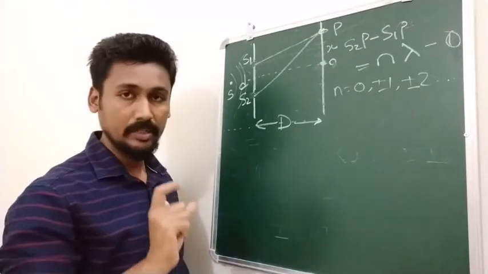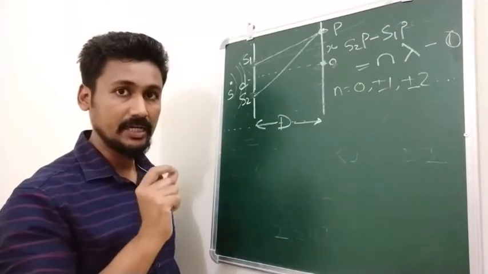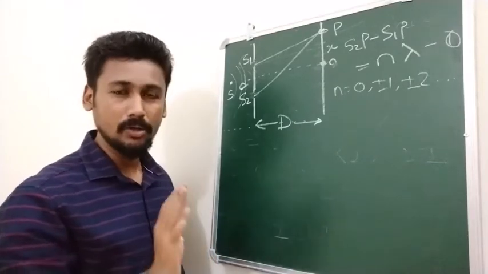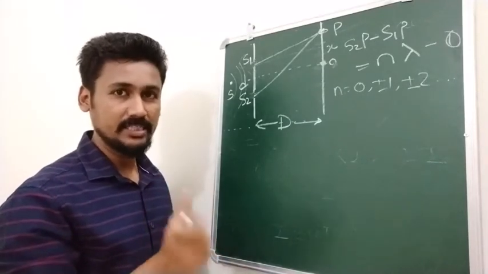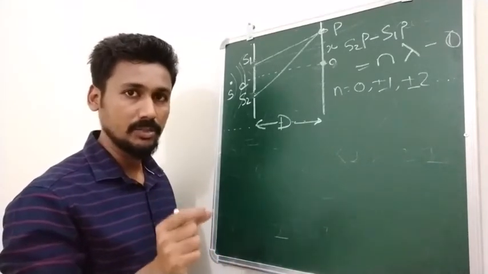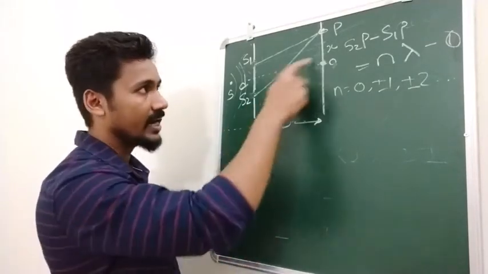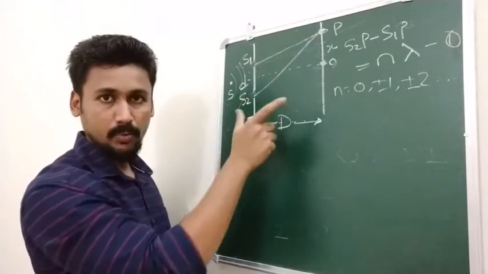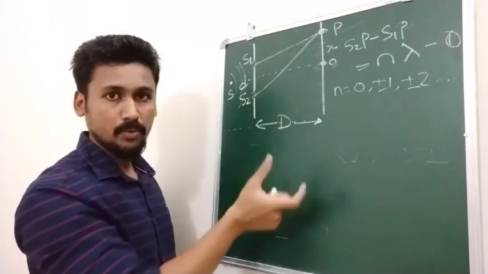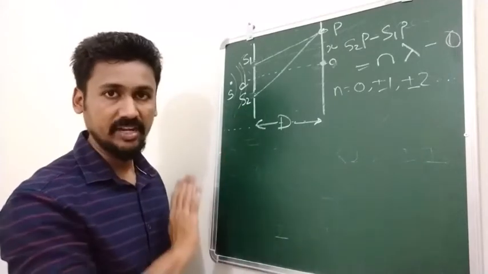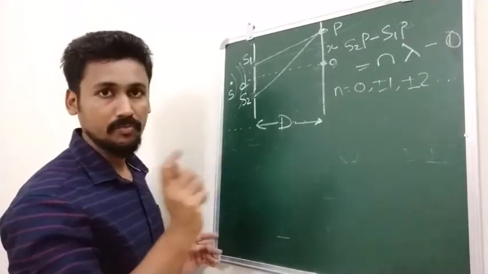Now for the later part of the derivation, we are going to do some geometric manipulation. It might look complicated, but it is very straightforward. Basically, we are using only the Pythagoras theorem. What is the Pythagoras theorem? For a right angle triangle, hypotenuse square is equal to the sum of squares of the other two sides. If you understand this, you are going to understand this later part very easily.